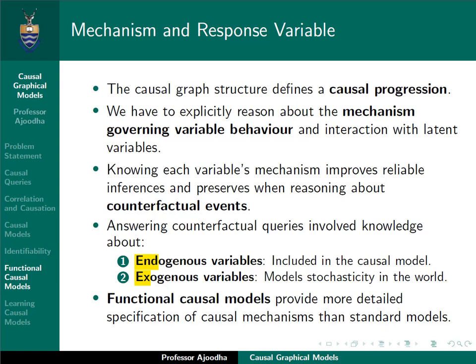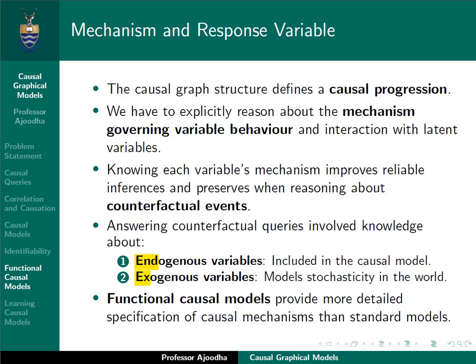To answer counterfactual queries, we need to distinguish between endogenous and exogenous variables. Endogenous variables are inside the causal model, and the exogenous variables represent background factors and stochasticity from outside the model. The idea is that the functional model allows us to preserve these background factors, the exogenous ones, when we move from the real world to the counterfactual world. That's what we're trying to do in a functional causal model.